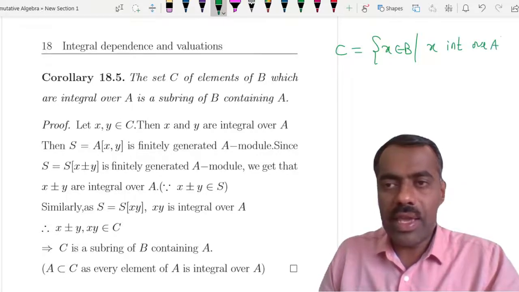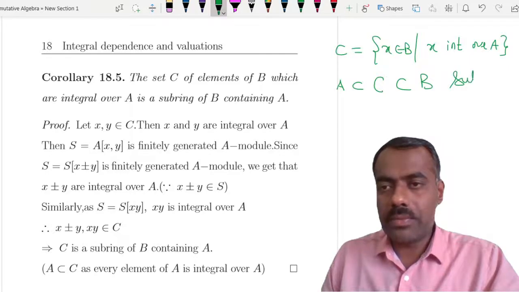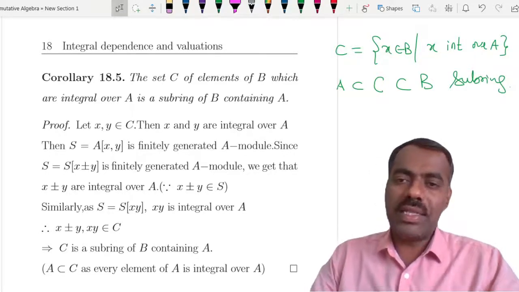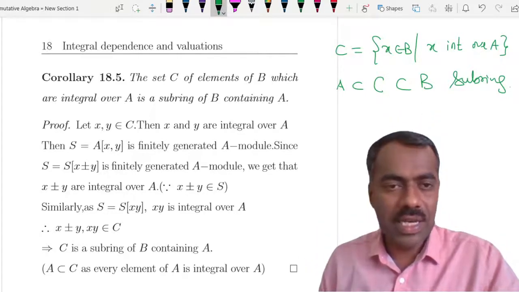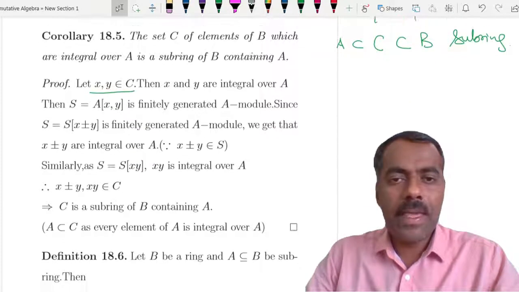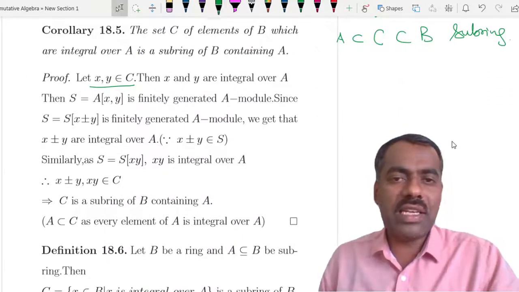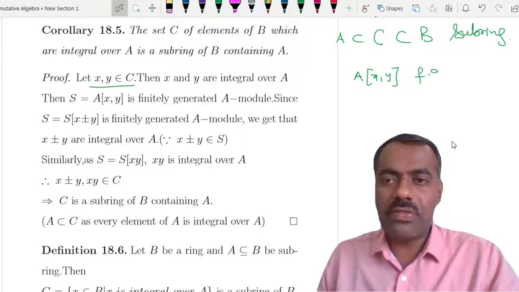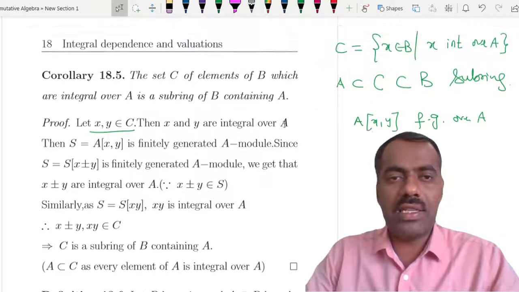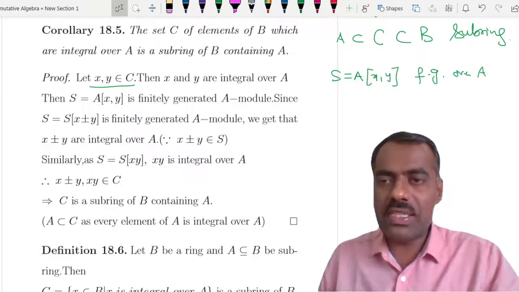As another corollary, if you take C, which is the set of elements x of B such that x is integral over A, then we can prove that C contains A and is a subring of B. If we want to prove that it is a subring, take any two elements; it should be closed under addition, subtraction and multiplication, right? So take two elements x, y in C. Because C contains all elements which are integral over A, x and y are integral over A, right? Therefore A[x, y] is finitely generated over A. That is what we have proved from here, right? If you call this S, then S is finitely generated over A.